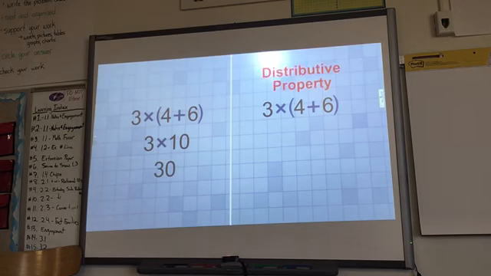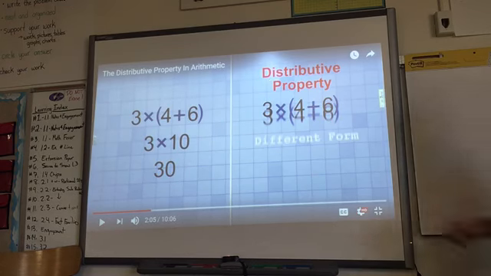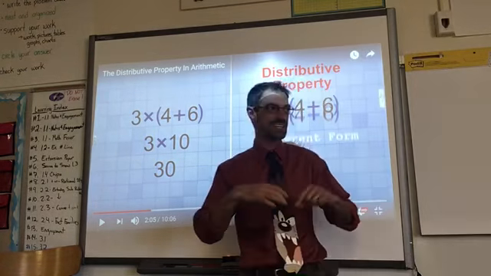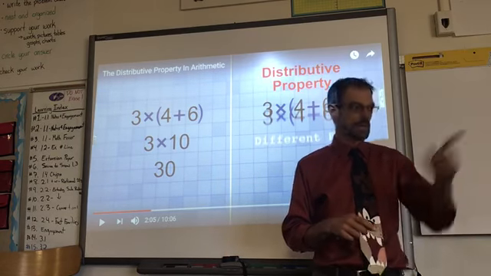Now, let's use the distributive property. The distributive property allows us to change this expression into a different form. The form is called expanded form. So, if we're going to change this to a different form, an expanded form, what's going to happen to it? It's probably going to be a bigger problem. It's going to be bigger.